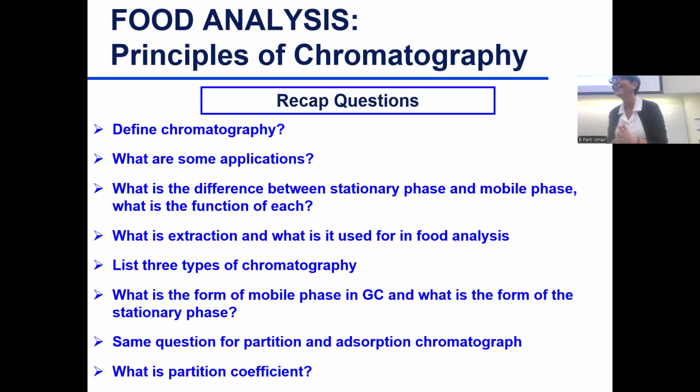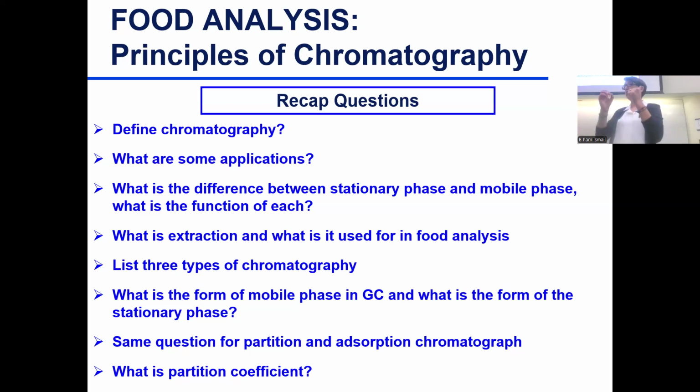Okay. Yes, yes. Well, what does it mean? What does it give us? It's okay if you don't remember. But it's the concentration of solute in phase one over the concentration of solute in phase two.